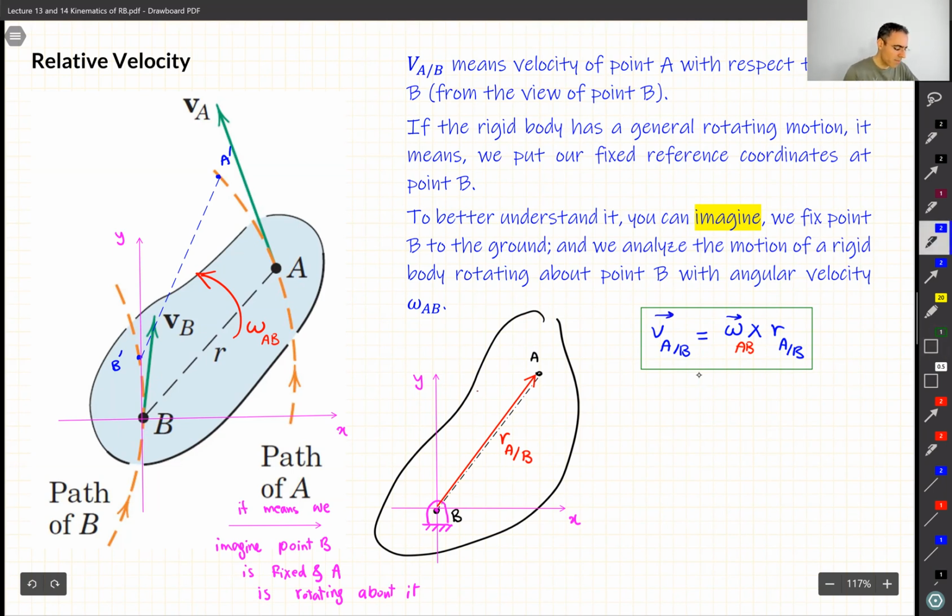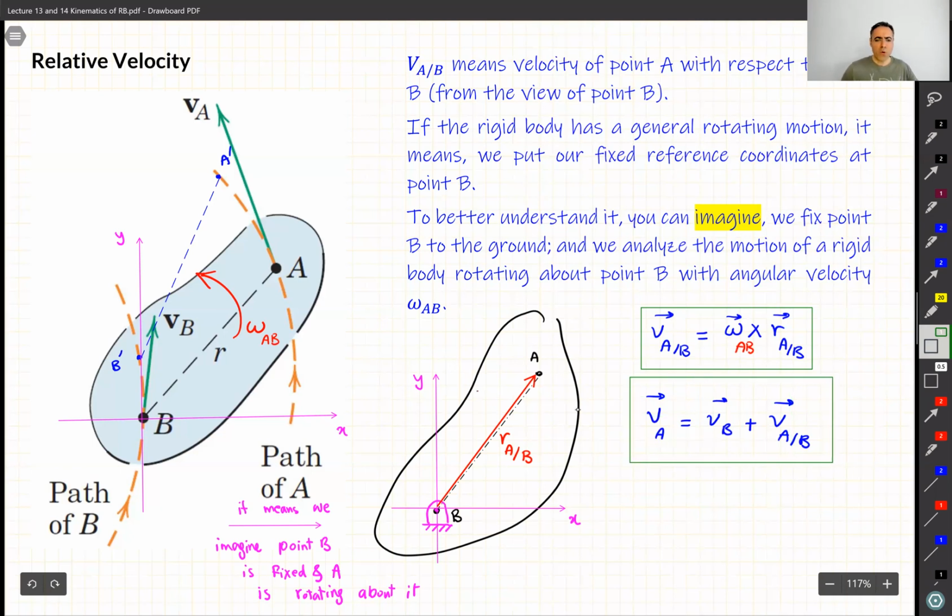Omega again is a vector, and R also is a vector. Then what about point B? Because we know everything is moving, right? And if you recall from motion and dynamics of particles, we had a formula for relative velocity, which said VA is equal to VB plus VA with respect to point B. And this is all vectors again.